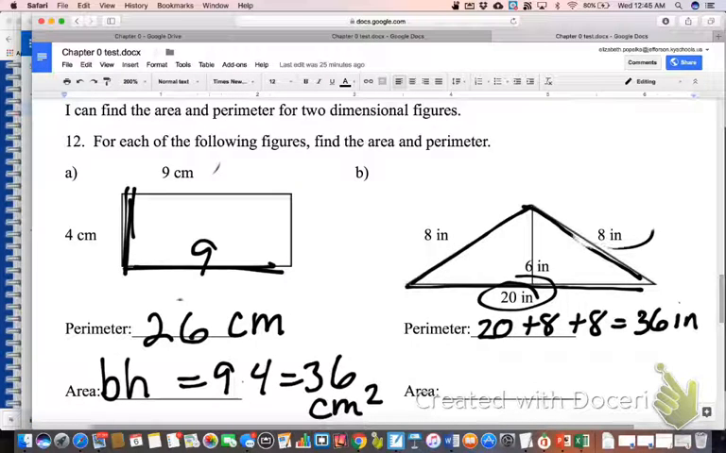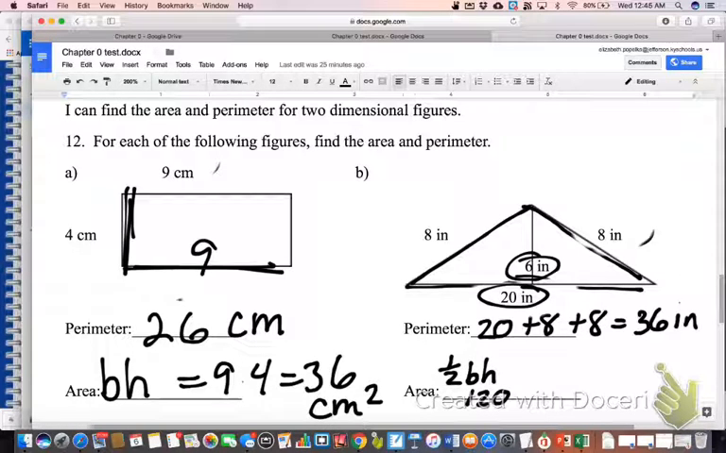Now for the area, a lot of us did the first part right, which is the base times height, the 20 times 6, which would be 120. But then you forgot that the triangle also has in it 1/2. So you have to take 1/2 of the base times the height. So 1/2 times 120 means you should have gotten 60 inches squared.